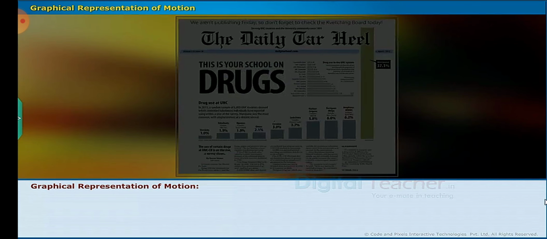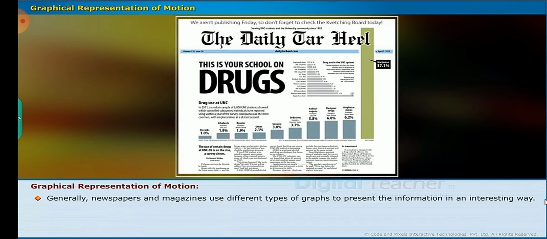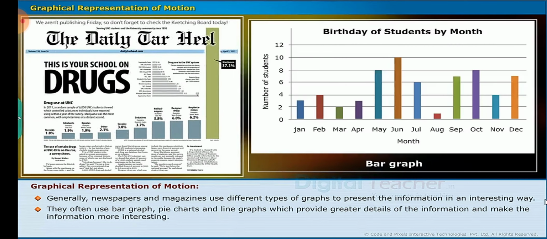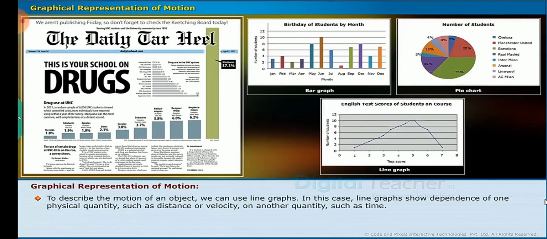Let us know the graphical representation of motion. Generally, newspapers and magazines use different types of graphs to present the information in an interesting way. They often use bar graphs, pie charts and line graphs which provide greater details of the information and make the information more interesting. To describe the motion of an object, we can use line graphs. In this case, line graphs show dependence of one physical quantity such as distance or velocity on another quantity such as time.